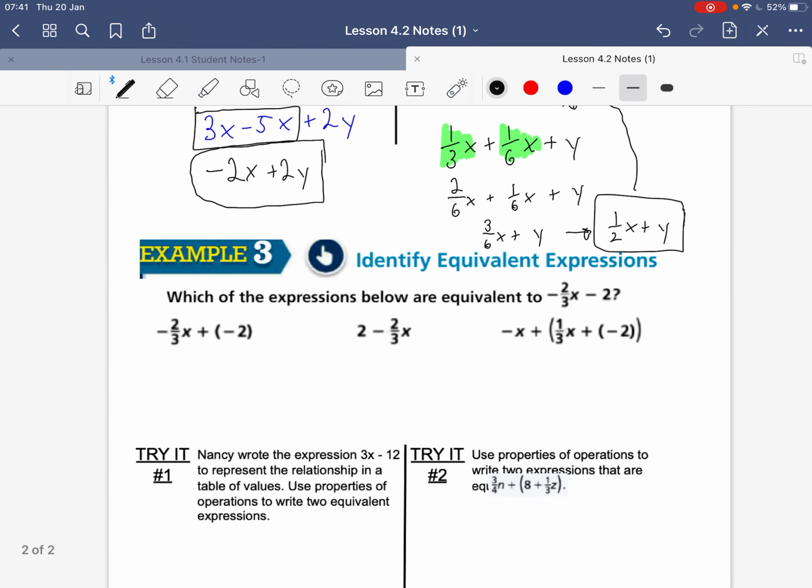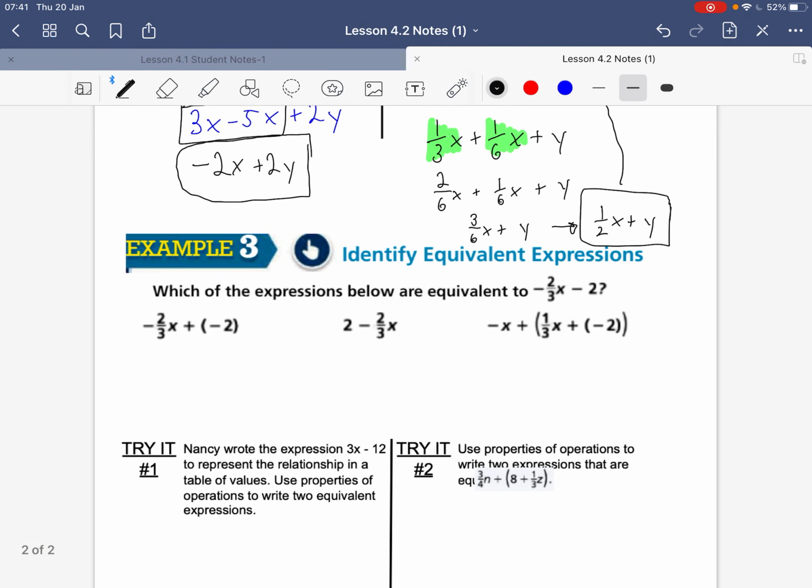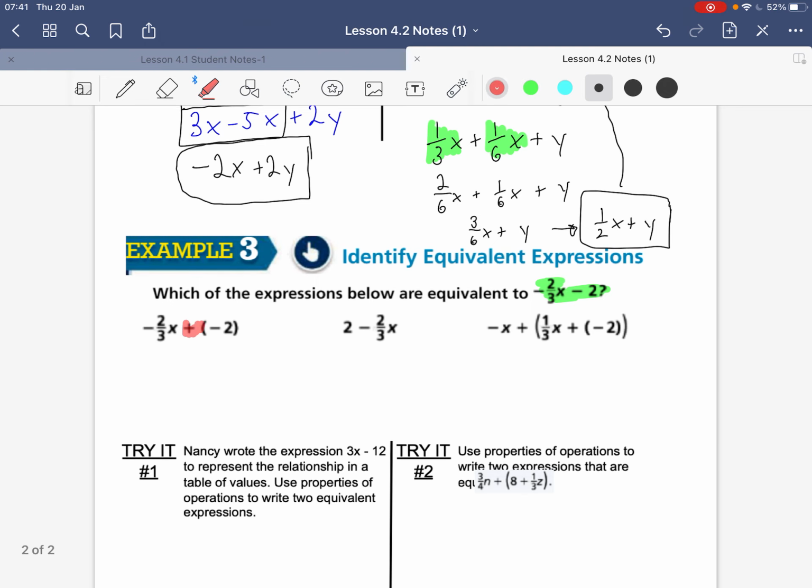Okay? Which of the expressions below are equivalent to negative 2/3 x minus 2? So we're wanting to see which ones are equivalent. Well, let's look at the first one. Plus a minus is just the same as minus. So we can rewrite this as minus 2 over 3x minus 2. They're the same. Okay, I'll check that off.